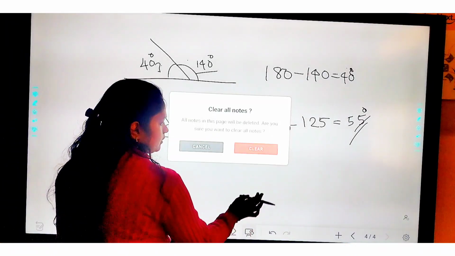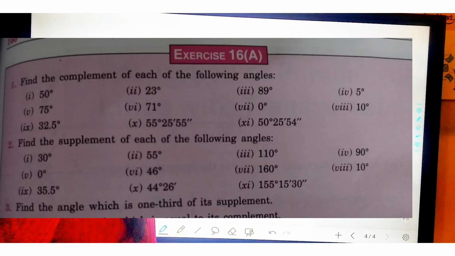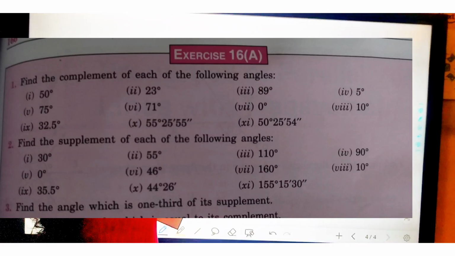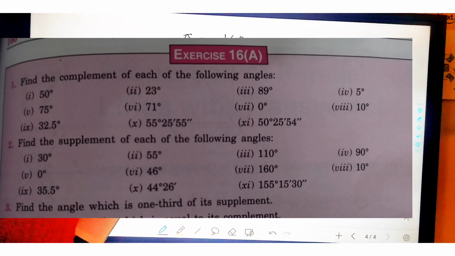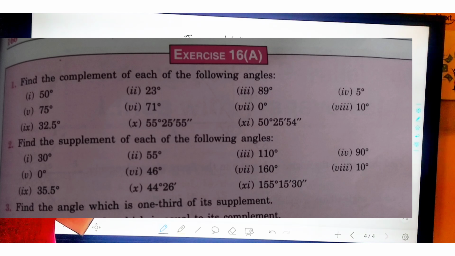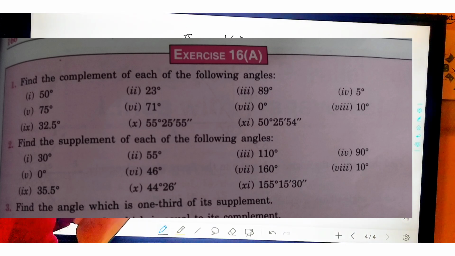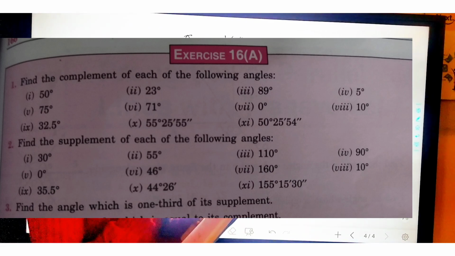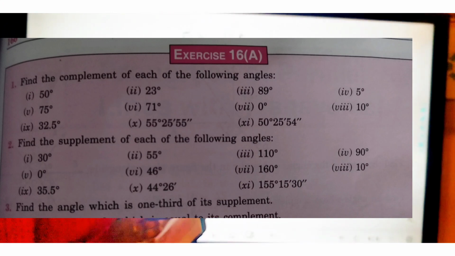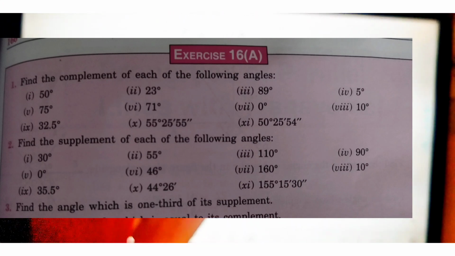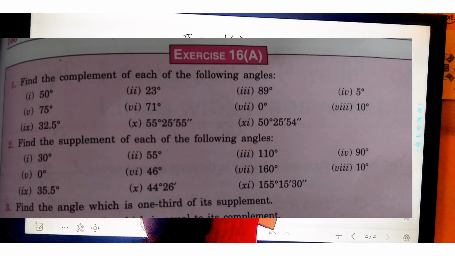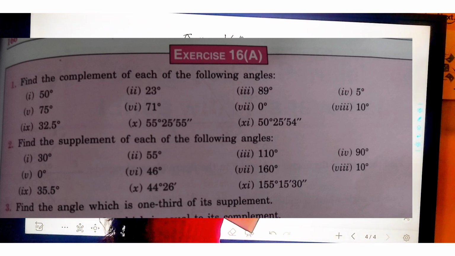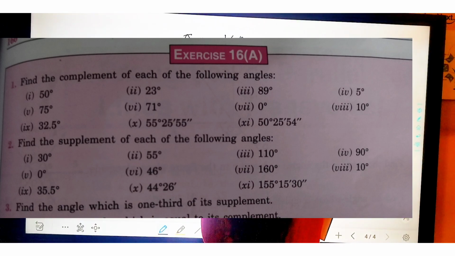Okay, one more is there. Going to the textbook examples. The first one is exercise number 16A. The first question is: find the complement of each of the following angles. Some angles are given: 50 degree, 23 degree, then another one is 89 degree, and 5 degree.